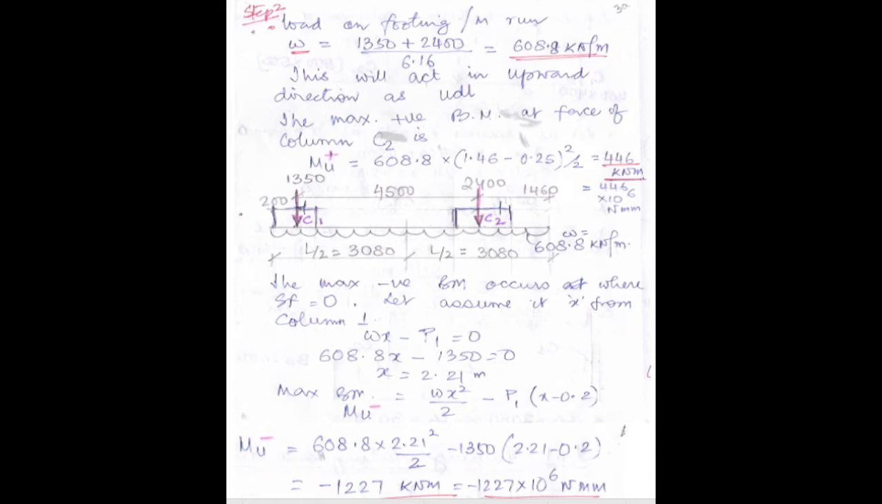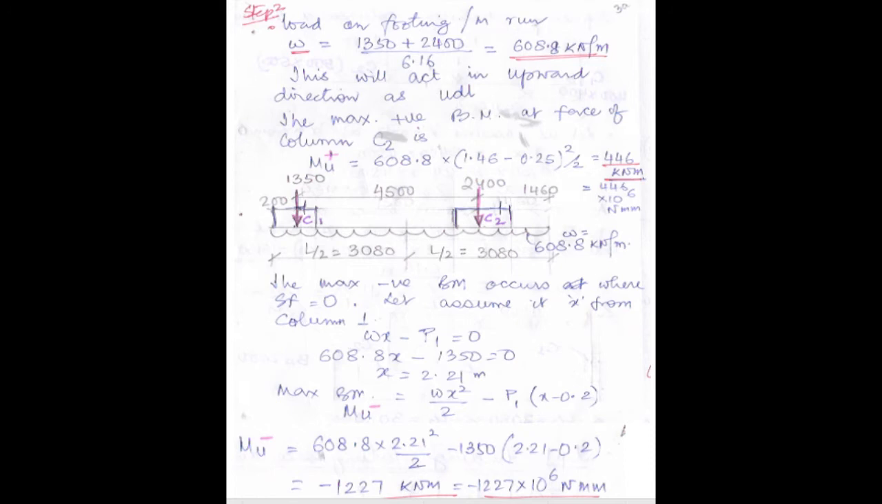Now let us see step number 2, load on footing per meter run. So W, how will we find? That is the factored load C1 and C2, that is 1350 plus 2400, per meter run. So what is the length of the footing? 6.16 meter. So that gives us 608.8 kilonewton per meter. This is the UDL which is acting on the footing. And how will this act? This will act in the upward direction as the UDL.